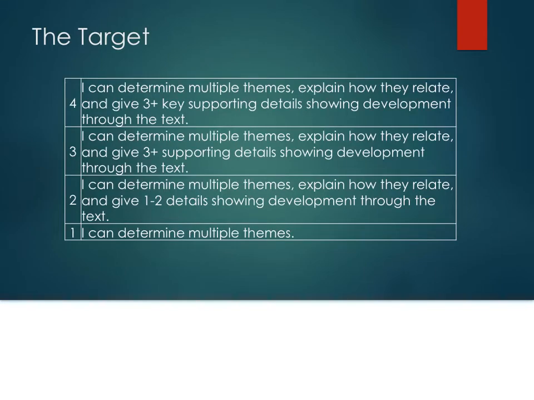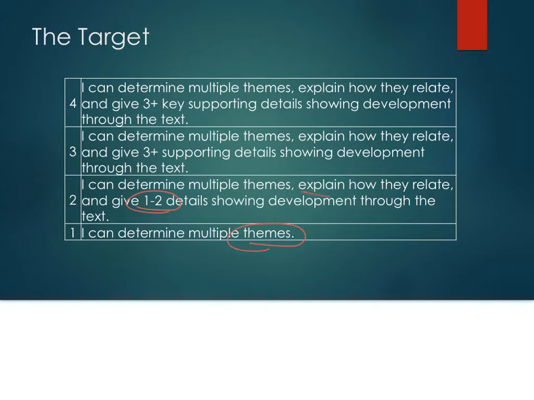This target, again, looks a whole lot like RI2 Determining Claim. At the one level, you can simply determine multiple themes. They need to be accurate, and you'll need to tell me at least two, but you don't need to give any supporting detail here, so pretty easy peasy. Moving up, though, you'll need to start giving some proof for your themes. You'll need to give me at least 1 to 2 details per theme, so that'll really end up being 2 to 4 total for a 2 level.